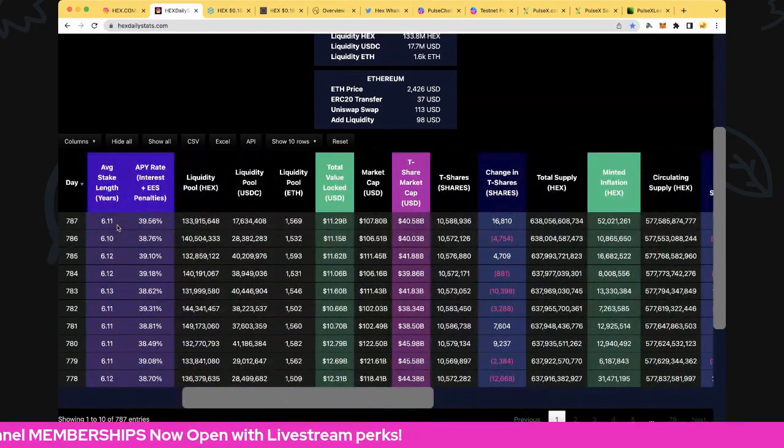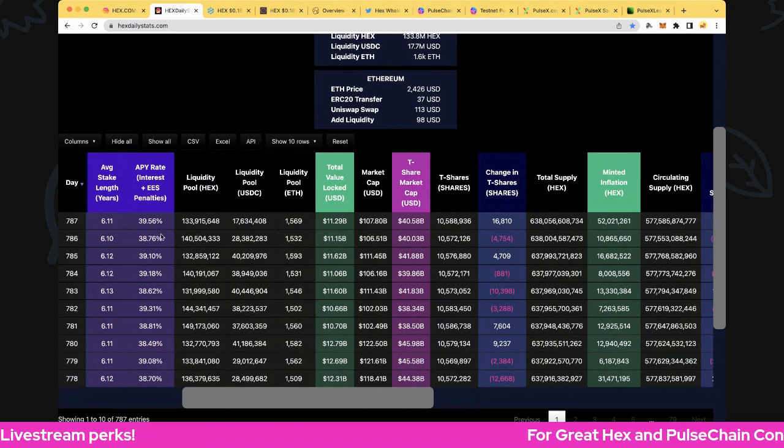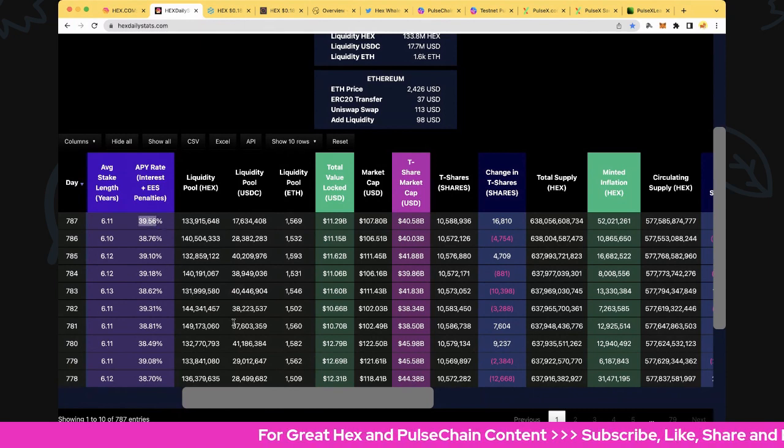The average stake length, 6.11 years, slightly up from yesterday. The annual percentage yield rate, interest and early end stake penalties, 39.56%, folks, and that's spectacular.